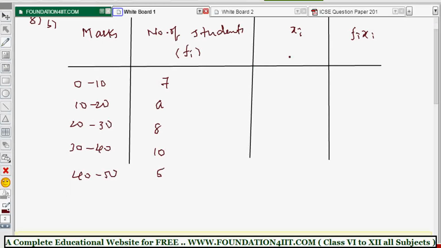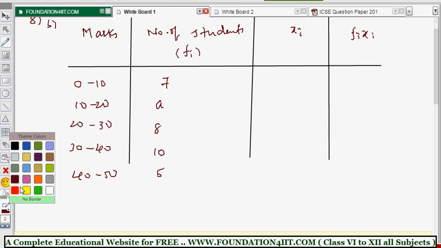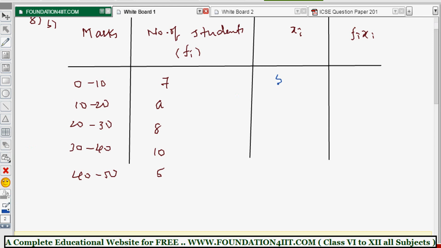Now xi, that is the mid value of this class interval 0 to 10. So the middle value is 5, 15, 25, 35 and 45. Xi and Fi should multiply. So 7 into 5 is 35. 15 into a is 15a. 25 eights are 200. And 35 tens are 350. 45 into 5 is 225.